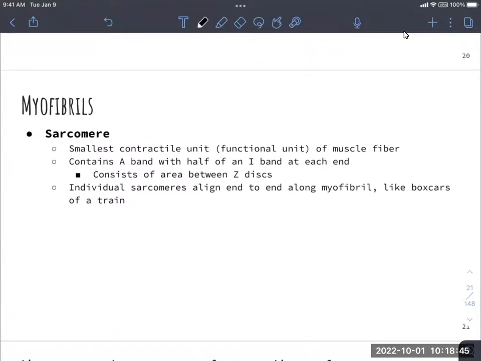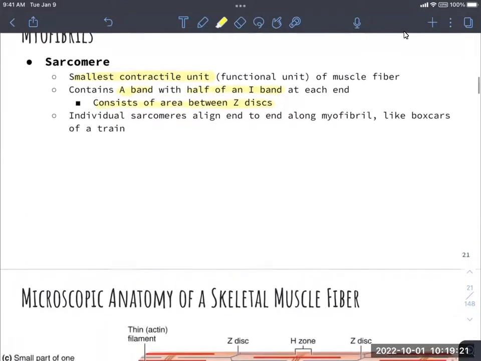Let's look, what is a sarcomere? A sarcomere is what actually contracts in the muscle. It has A bands, and it has half of an I band at each end. We have areas between those Z discs. We'll look at pictures here in a minute. So each individual sarcomere, they align one after another.